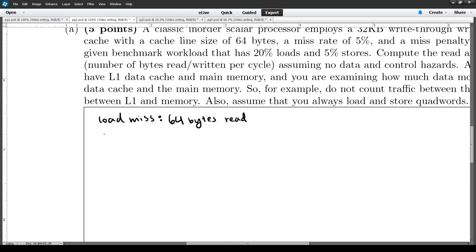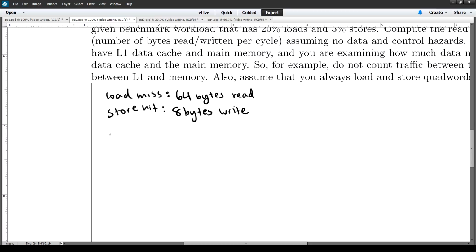Now for the next scenario, a store hit, we know that we're dealing with a write through cache. So we're going to be writing whatever we write to the cache to the memory. So we're going to be writing 8 bytes to the memory. For the final scenario, we have a store miss. We know that we're dealing with a write allocate. So for this, we're both reading 64 bytes from the memory into the cache, and writing 8 bytes from the cache into the memory.